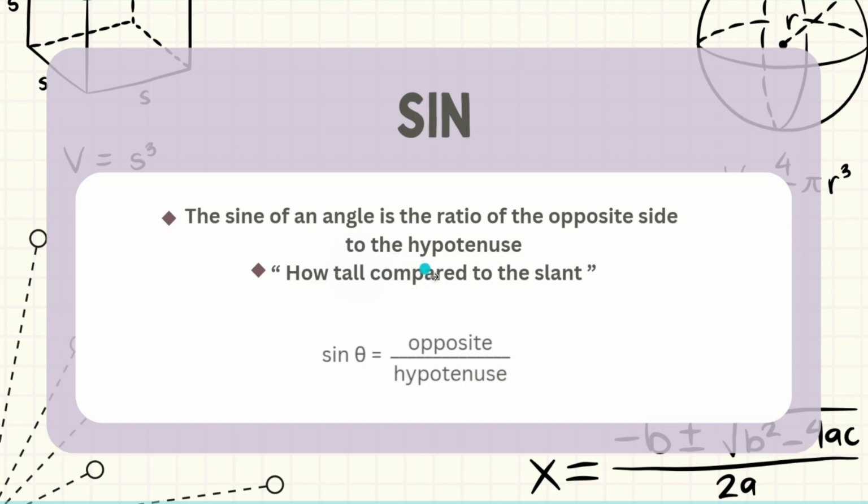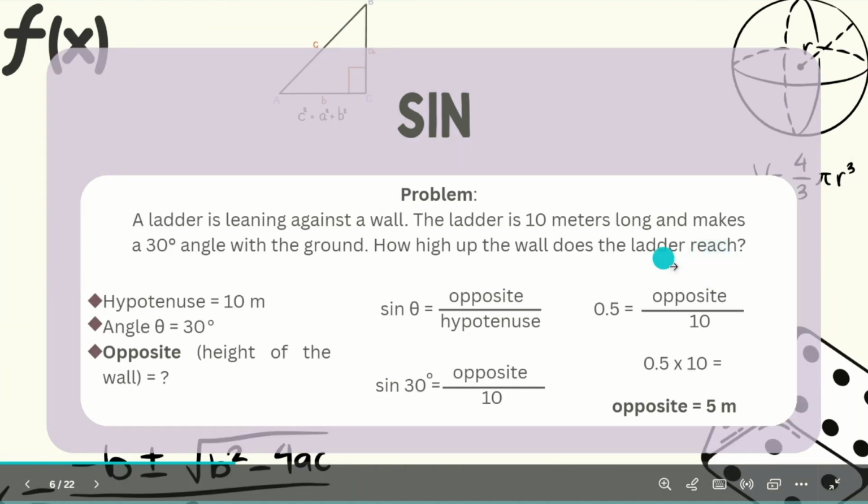Sin. The sin of an angle is the ratio of the opposite side to the hypotenuse. How tall compared to the slant? Sin theta equals opposite over hypotenuse. That is the given formula.